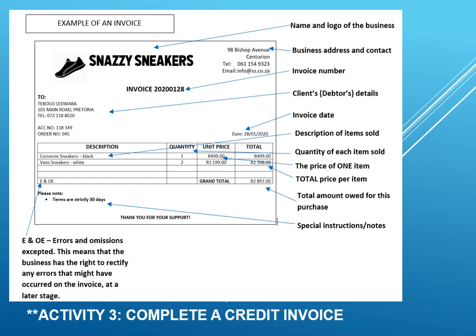Then we also see here, if there's perhaps any other important information or instructions. This business says terms are strictly 30 days. So that means the debtor has 30 days from the date of the invoice to settle this invoice or to settle his or her debt. All right, so that is basically just an example of what a credit invoice can look like. You can design your own as a business owner one day. At the bottom there, you should see that there's an activity 3 for you where you can complete your own credit invoice. I will also upload that on Google Drive and our Google Classroom folder for you.